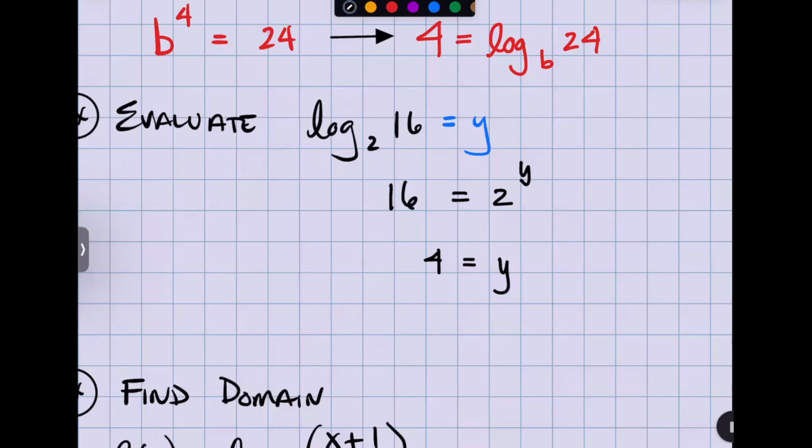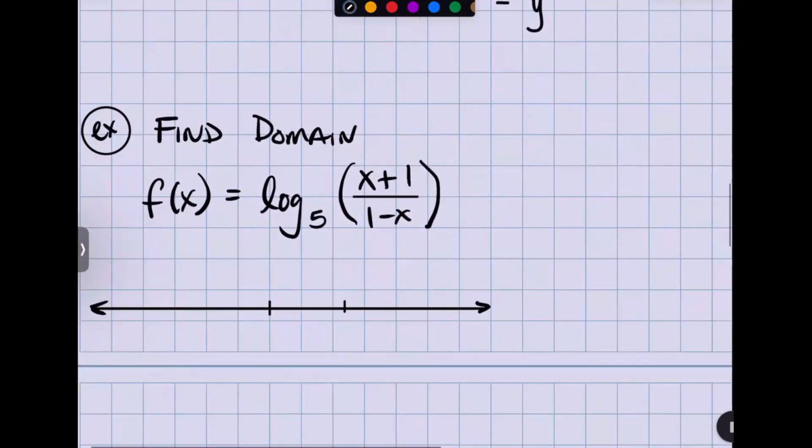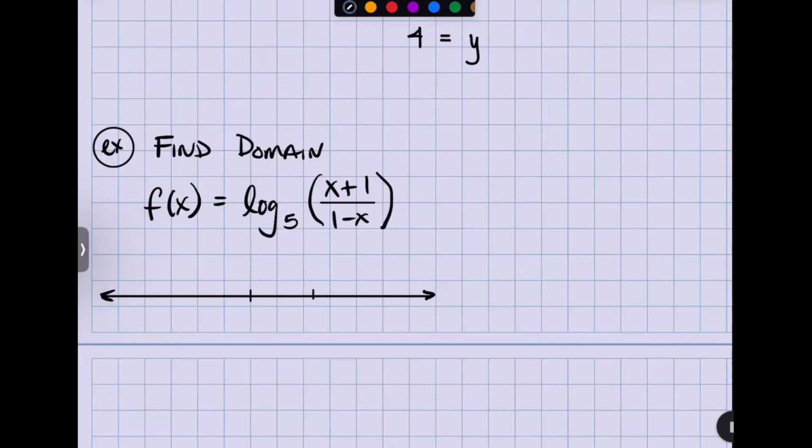So you might be asked to find a domain. Just like we had with fractions, and just like we had with square roots, we had restrictions, right?